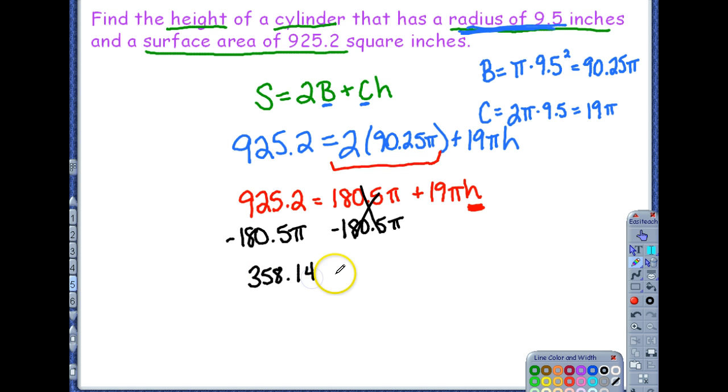Do you want to do? Let's just leave it. Okay. Well, here's the thing. You're gonna keep it in your calculator. I don't care if you round it on your paper, just don't round in your calculator. Exactly. That's what I tell students too. All right. So it's gonna be 19 pi h.